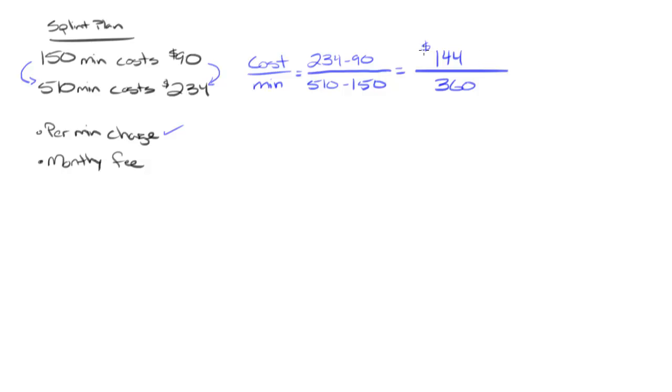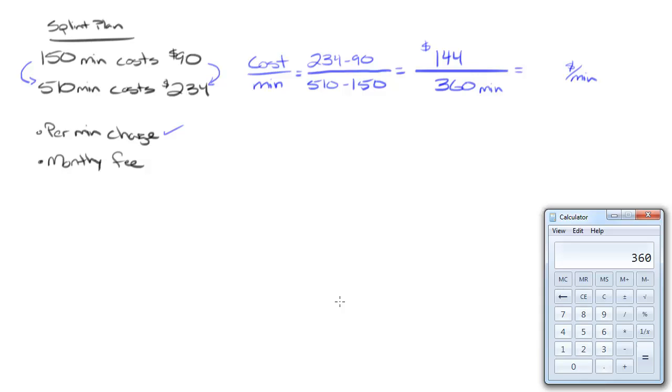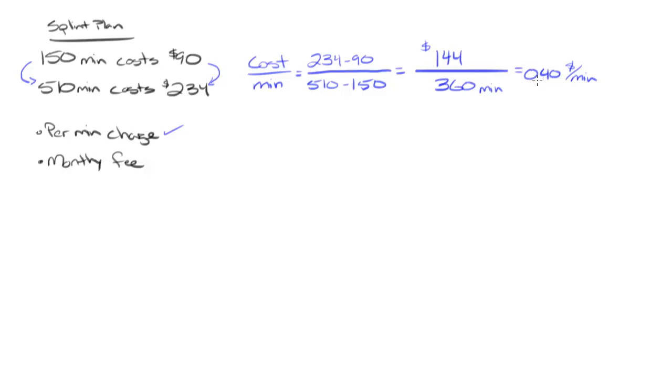So what this is, it's $144 for 360 minutes. And again, we're comparing these because we can tell that's the difference between these two. Now we know these have the same monthly fee, but the only difference is the number of minutes that were used. So it's $144 for 360 minutes. And then to find the unit rate, or in this case, the amount per minute, we simply divide: 144 divided by 360 is 0.04, or 40 cents a minute.